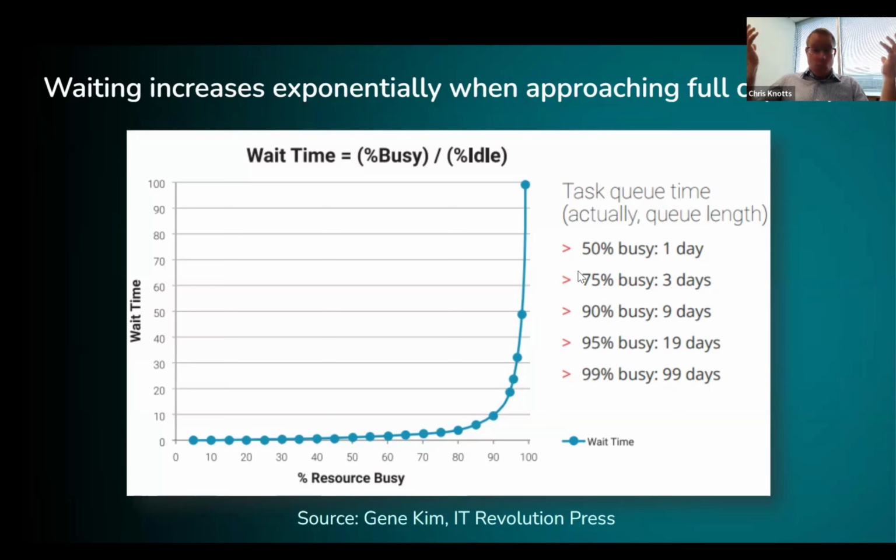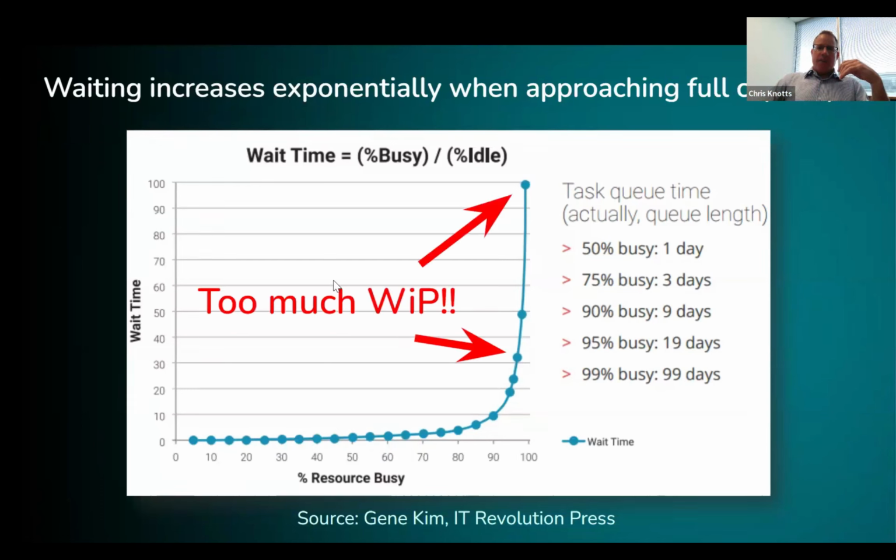You can't work on everything at once, so something has to take its place in the queue and wait. Waiting time increases exponentially in proportion to how much capacity is used or how busy people are. Once you're above this point and into the high end of the spike, you can see how very rapidly the wait times increase. So this is too much work in progress.